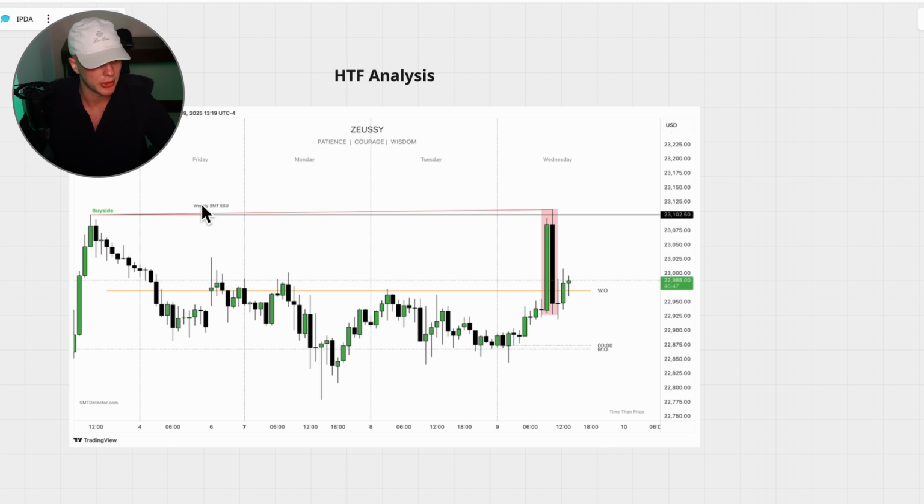Notice that the SMT detector is signaling right here, however, that there's weak SMT. Why? Because ES did not take out the previous week's high whilst Nasdaq did. So that right there is a huge time cycle SMT.